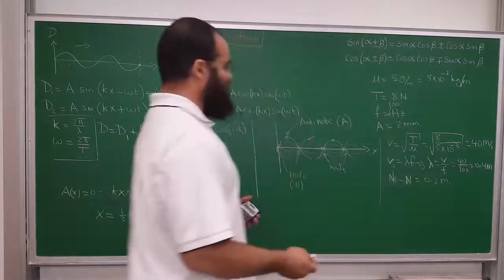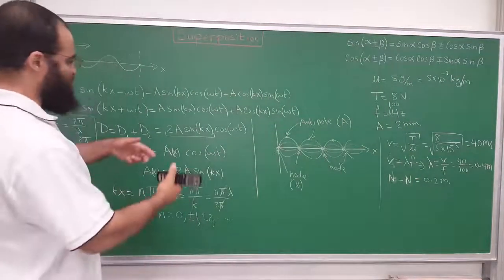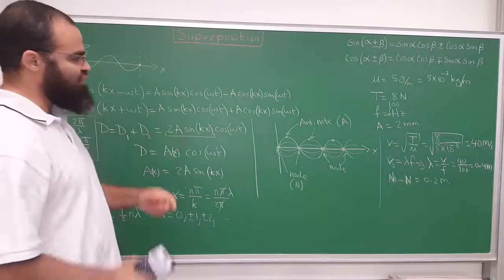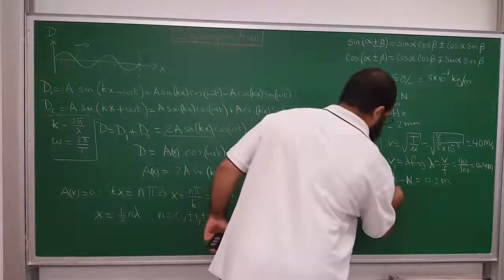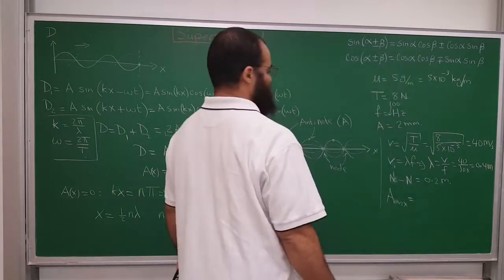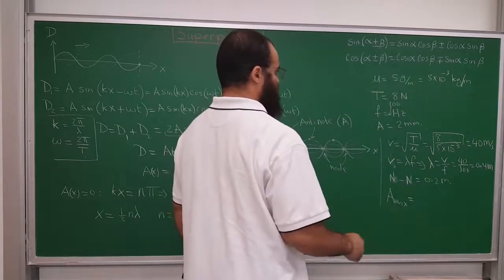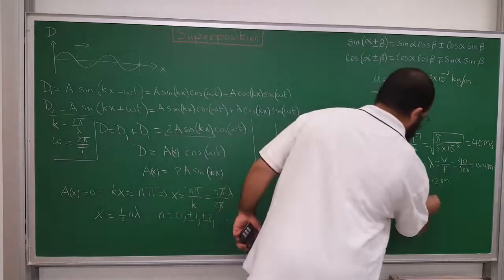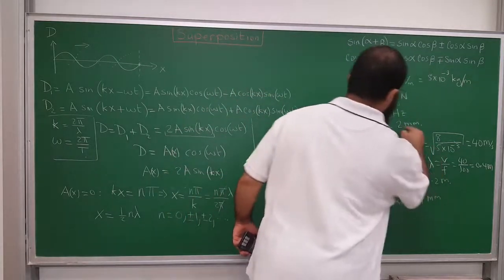And the maximum amplitude of these waves is if the two waves just add up their amplitudes, and that's 2A. The maximum amplitude will just be twice the amplitude of the individual wave, and that's 4 millimeters. Okay, 4 millimeters.